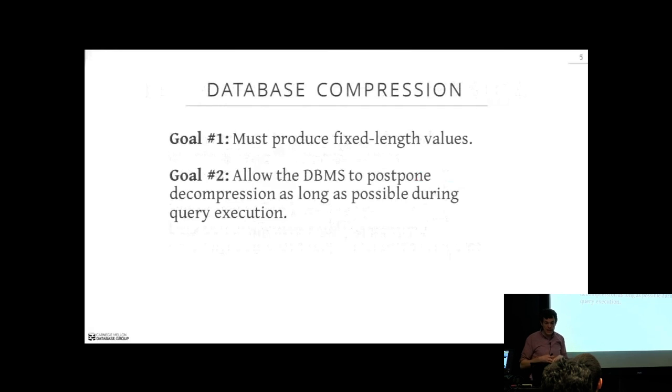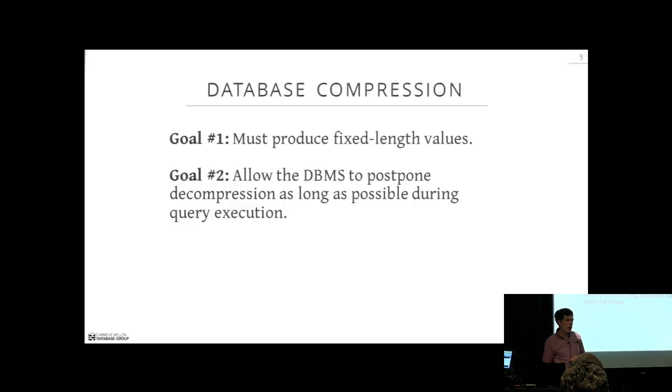So the two main goals we need to have in a good database compression scheme are, first, that we obviously need to always be able to produce fixed-length values, right? If we have variable-length values, then we can't do the word aligning that we talked about when we were packing things in memory. Then we have to worry about fragmentation in our memory allocator. So it's always easier for us to make sure that our compression scheme will produce fixed-length values.